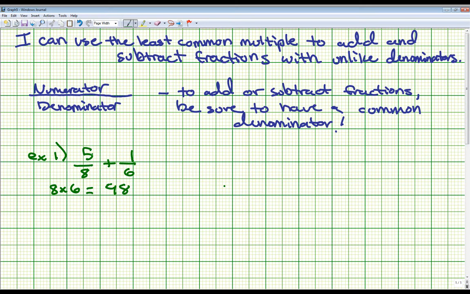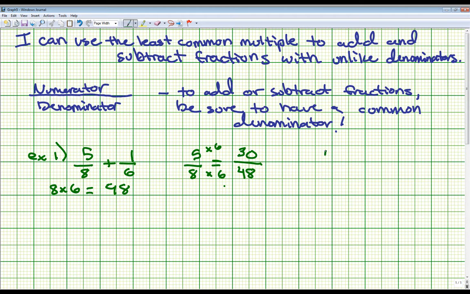So that means I'm going to take 5/8 and change it to something over 48, and I'm going to take 1/6 and change it to something over 48. So if I want 5/8 to turn into something over 48, I have to ask myself, what did I do to the 8 to get to 48? And I multiplied by 6. Remember over here we multiplied by 6. So whatever you do to the bottom of the fraction, you have to do to the top. So I have to also multiply the top times 6. So 5 times 6 on the top would give me 30. So 5/8 turns into 30 over 48.